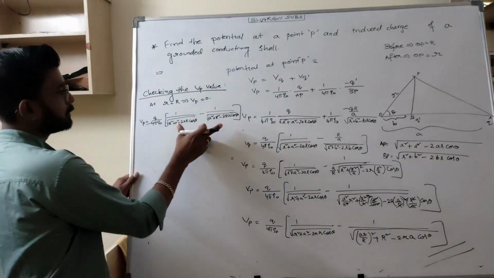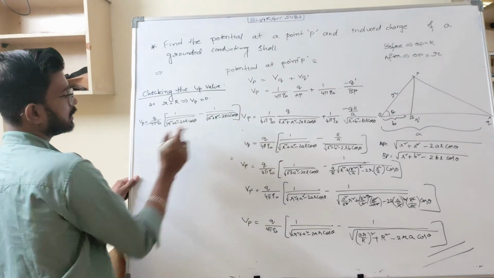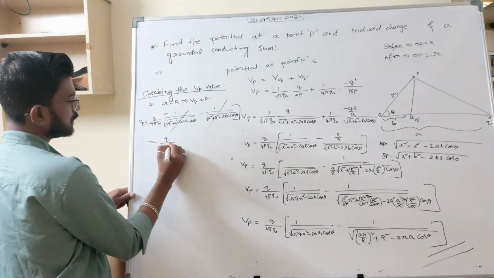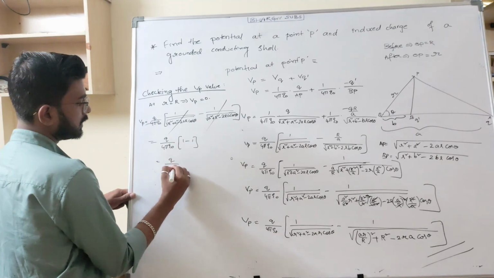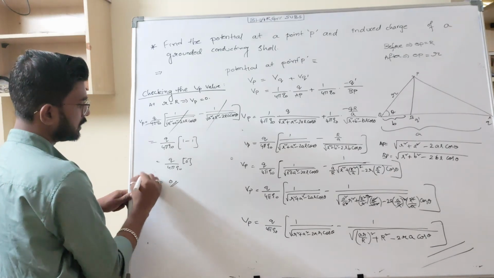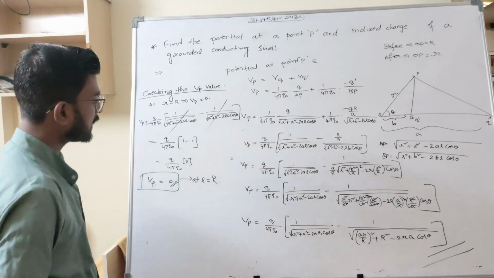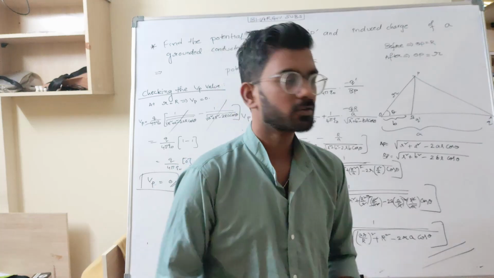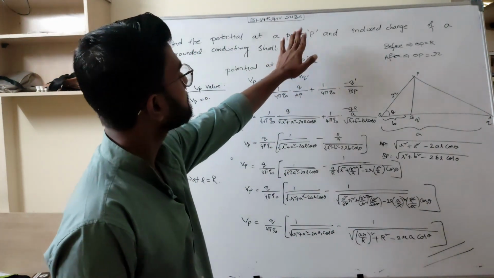Okay, so see, both terms are equal: 1 by root over r square plus a square minus 2ar cos theta, and root over a square plus r square minus 2ra cos theta. This one gets cancelled. So Q by 4 pi epsilon naught into 1 minus 1, which was Q by 4 pi epsilon naught into 0, which was 0. So if I take r equal to R, I got the value of potential as 0. So this was correct.